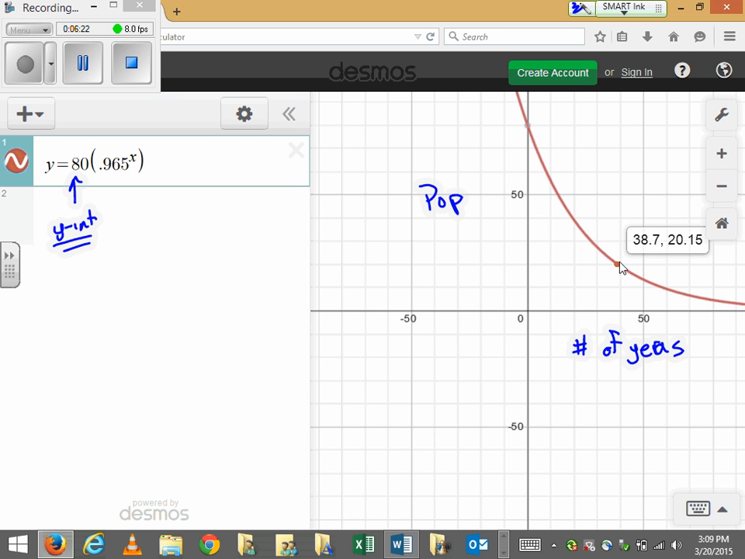After about 40 years, there's 19 animals. So keep going until we get to 15. So it looks like at 47 years, we get 15 animals, right? So just grab a point and drag it along until you get the value you want.